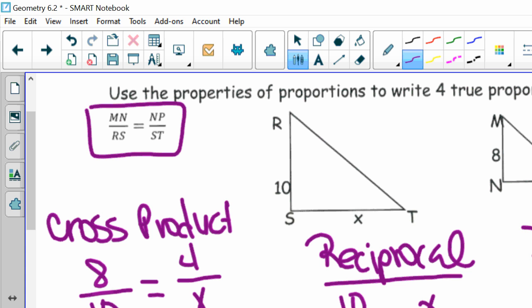The next one, we're going to interchange the means. So that means the x and 8 are going to trade places. This would say 10 over x equals 8 over 4. Or I could have made that say 8 over 4 equals 10 over x, if I'd gone back to the original cross product one and interchanged the means.